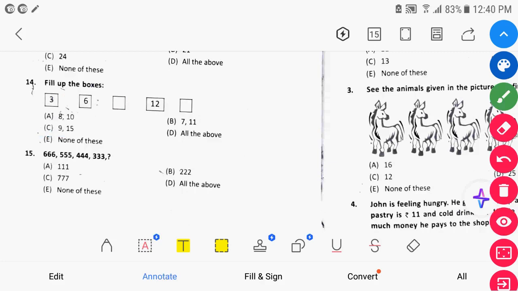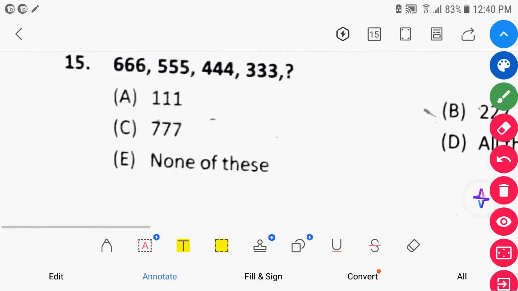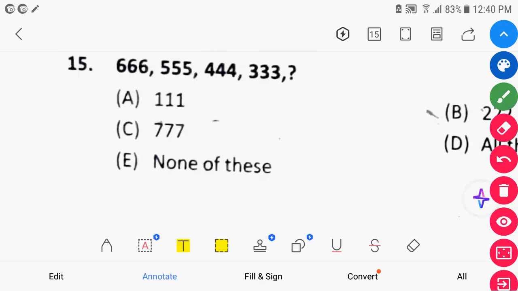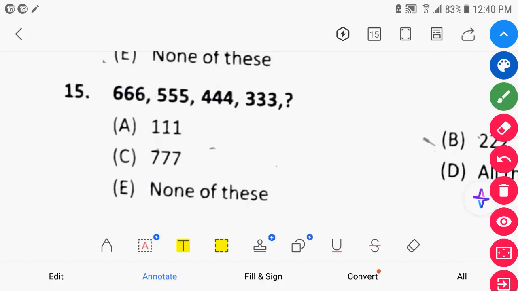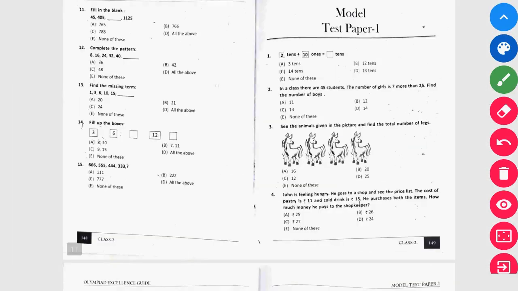Now the next question is again the same as we solved for 1000, 1111. Now you can see the first number here is 666. 3 times 6, then 3 times 5, then 3 times 4, then 3 times 3, and then what is next? 3 times 2. So answer B is the correct answer.